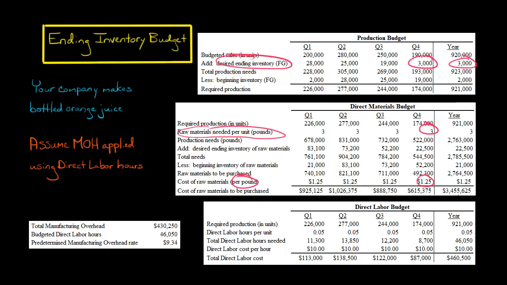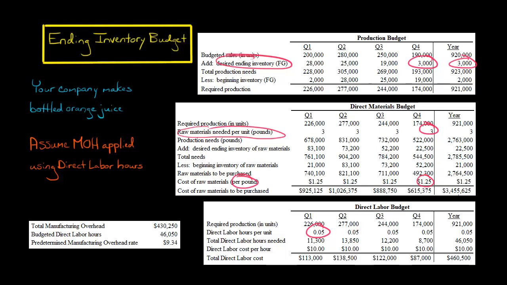But then we also need to know how much direct labor per unit, per bottle of orange juice. And so we can get that from the direct labor budget. This is 0.05 direct labor hours per unit, and it's always the same for each quarter. And then the cost per hour is $10. So it basically takes us 0.05 hours to make one bottle in terms of direct labor, and it's going to be $10 per hour. So we can use that to get the cost of the direct labor per unit.